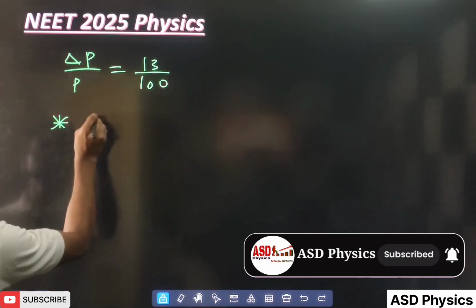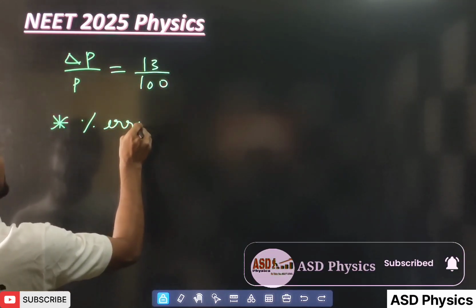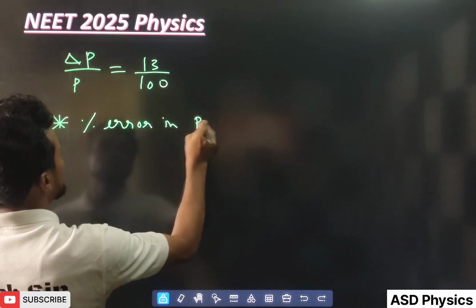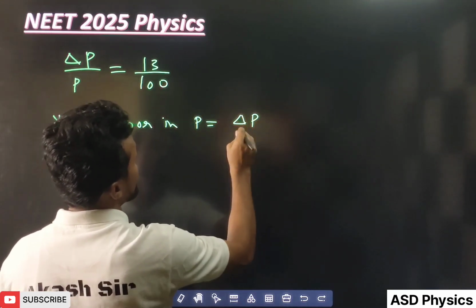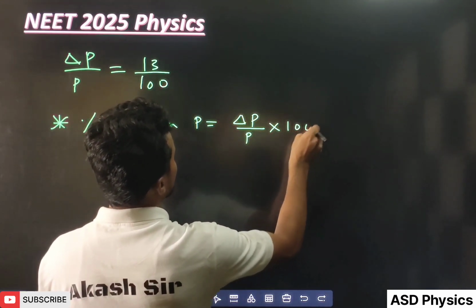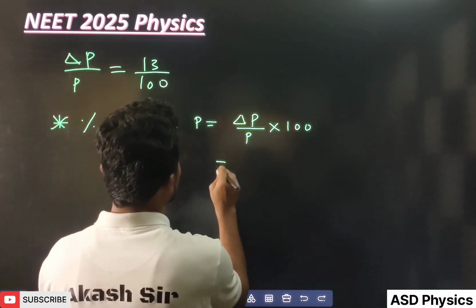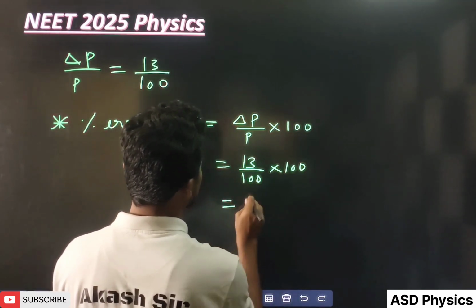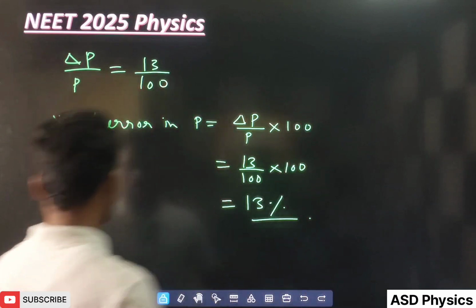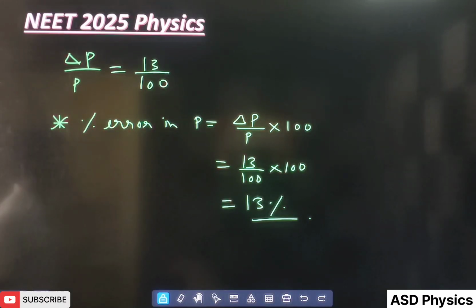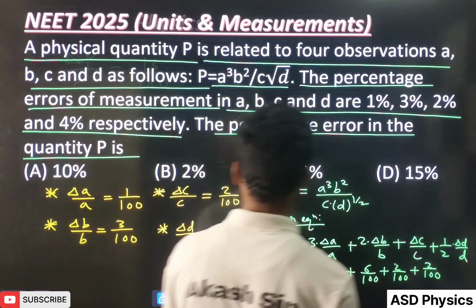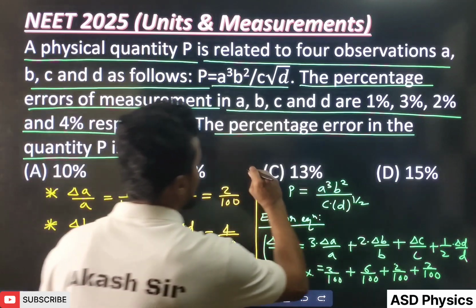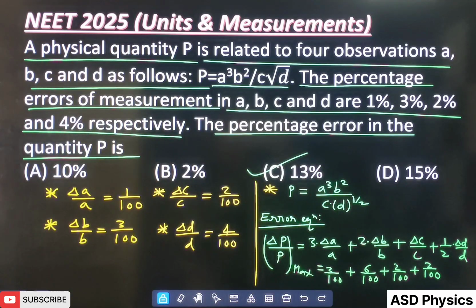Okay. So if I write here the percentage error in P, it is given by delta P by P into 100. That means we can write here 13 by 100 into 100, 100 cancels. So what is coming here? 13%. Can you see very well how beautifully we have done it with the basics? That means which option is correct here? The correct option is here. Option C is the answer.